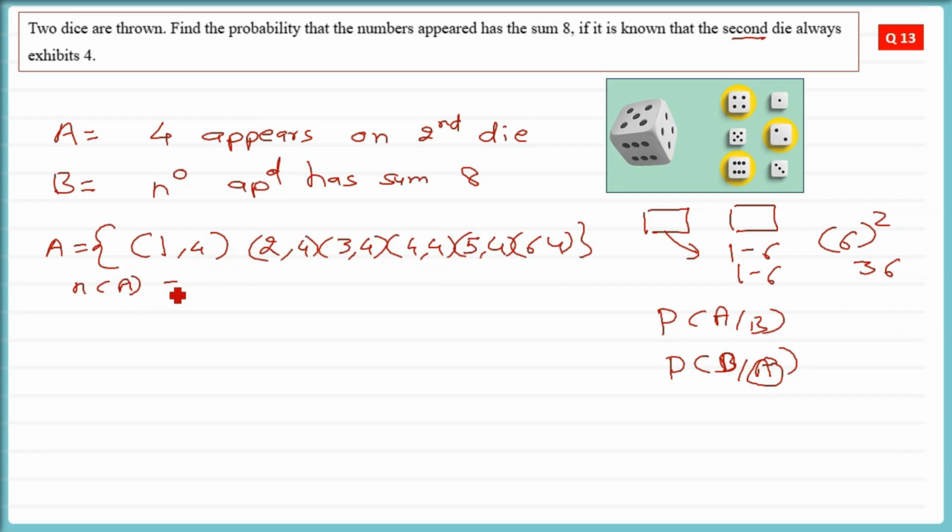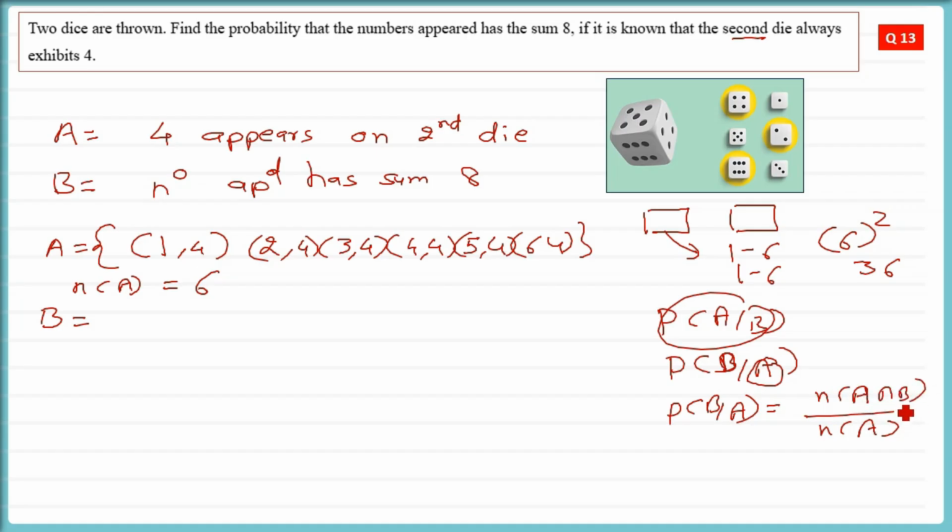Now what is the number of elements in A? 1, 2, 3, 4, 5, 6. So it is 6. Coming to B. Now probability of B by A, the numerator remains the same for B by A or A by B. This is number of elements in A intersection B divided by number of elements in A. So the number of elements in B will not be required, but A intersection B is required. That's why we have to write the event B and the set values.